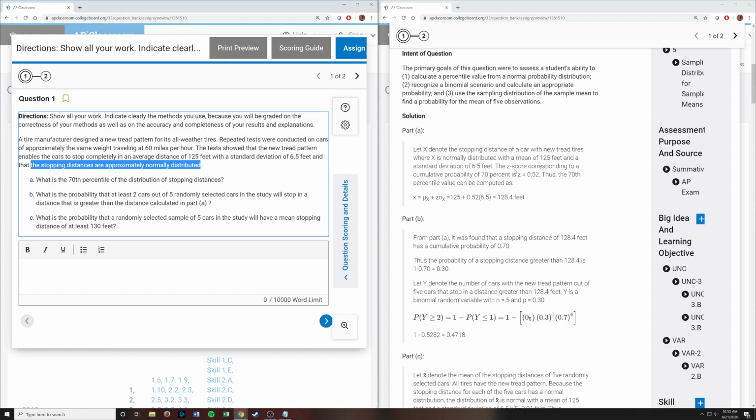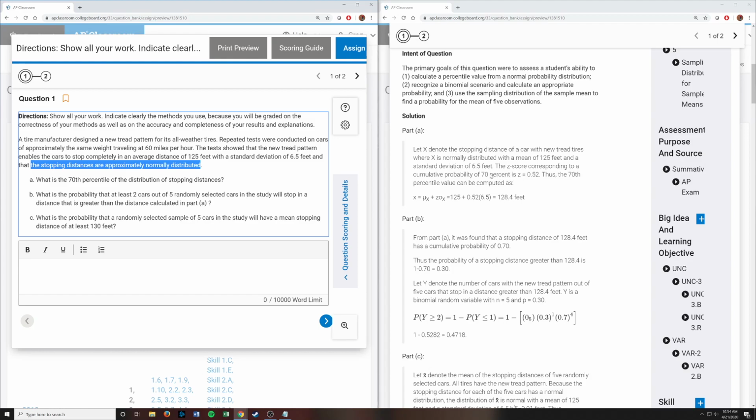What they do is they calculate the z-score, and the z-score corresponding to a cumulative probability of 70% is z equals 0.52, and therefore, using the z-score, they can find the percentile value by using the z-score formula, but solved for x. So that's using the same z equals x minus the mean over the standard deviation, but solved for x. You've got all three of those values, and you get 128.4. That's one way of doing it.